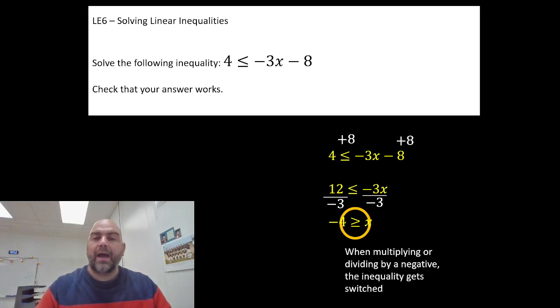It could also happen where we multiply or divide by a negative number multiple times. We switch it every single time. So every time we multiply or divide by a negative number, not positive, negative number, we need to switch the inequality. I hope that helps you.